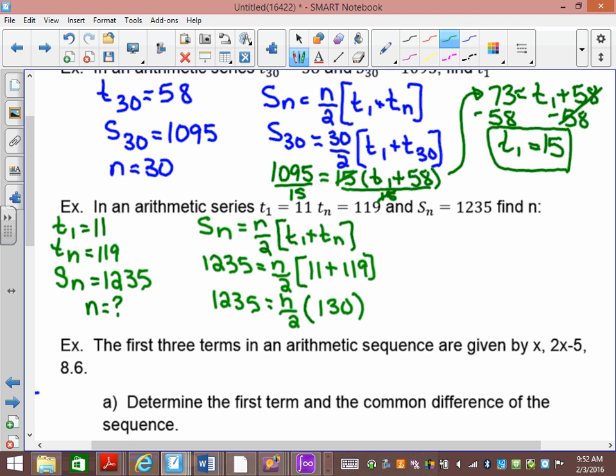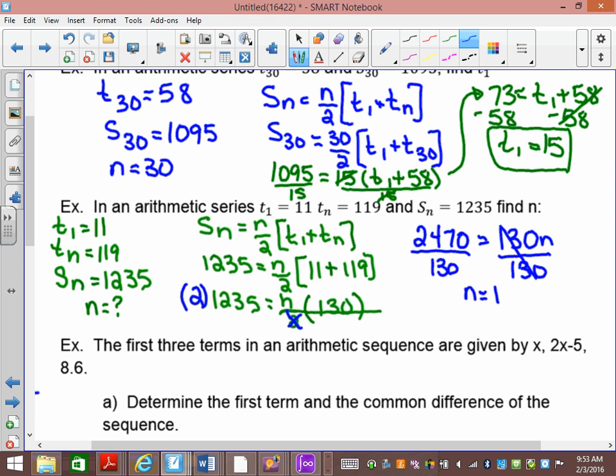What I would do first, personally, is multiply by 2. People are like, I don't know why you can do that. Well, this actually can be written all over 2, because this is over 1. The whole thing could technically be over 2. So you can just bring that 2 up, multiply it, and get rid of it. So 1,235 times 2 is 2,470 equals 130n, and then divide by 130. n equals 19.